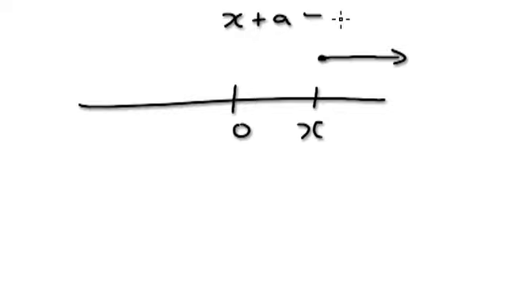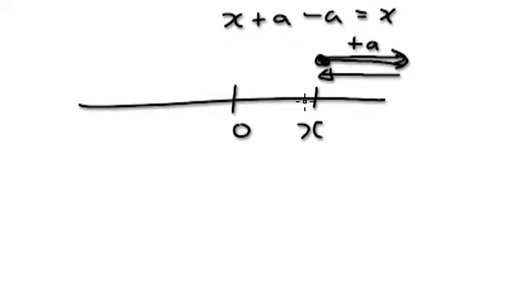You don't need to write this down, by the way. We had 0 here, so x is here. I said x plus a minus a equals x. So here you start at x, you add a, and then you take away a. That's x, right?